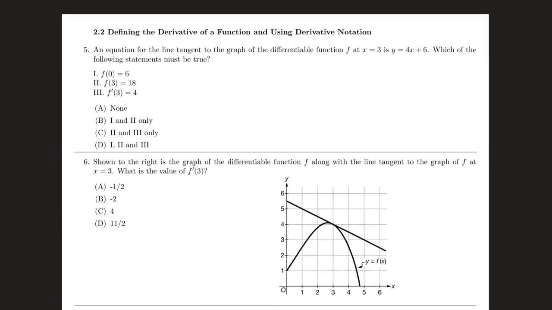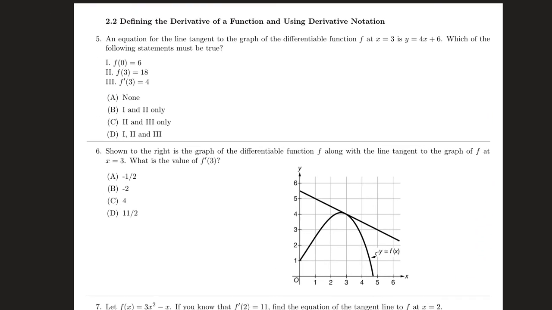Our next learning objective is using derivative notation and knowing what a derivative is. But remember, the derivative is the slope of the tangent line. So the equation for the tangent line to the graph at x equals 3 is given by this. Which of the following statements is true? Well, using what I just said, the slope of this line is 4. So the derivative at 3 should be equal to 4. And that's one of the things that's correct.